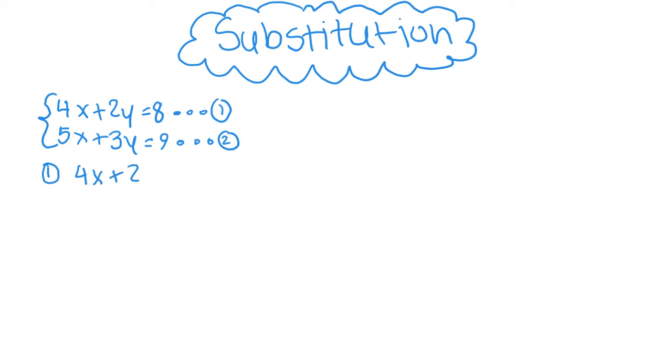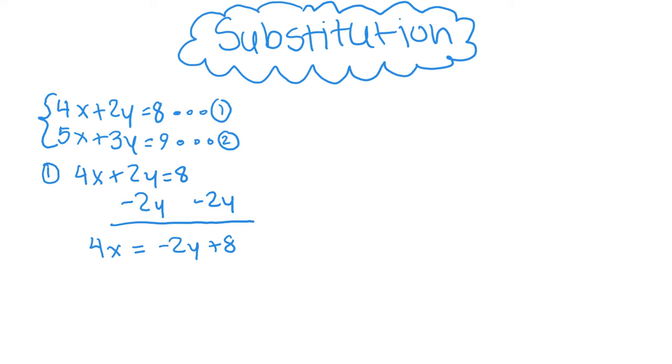So let's just write the equation real quick. We need to subtract 2y from each side. So minus 2y, and then boom. 4x equals negative 2y plus 8. And then we need to divide everything by 4 to isolate x. So by 4, and then boom. X equals negative half y plus 2.